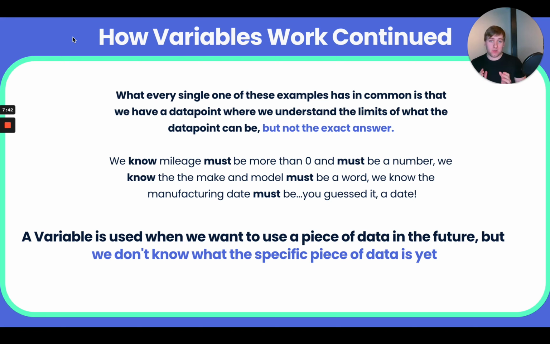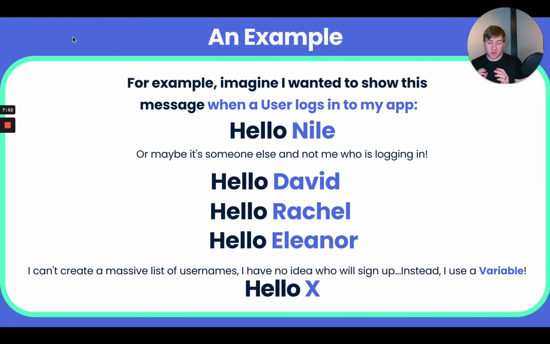A variable is used when you want to use a piece of data in the future, but you don't know exactly what the data is going to be yet. You don't know exactly what it's going to be, you just know how it's going to look. Let's bring that to life in another example.